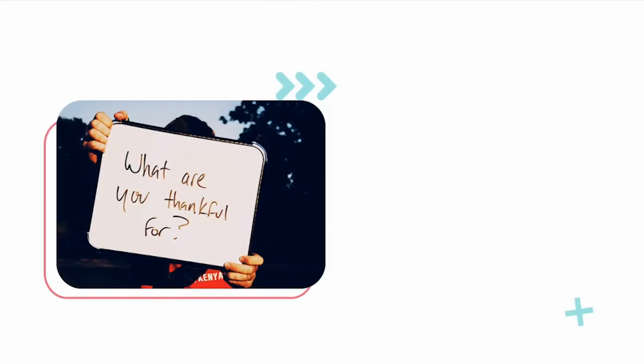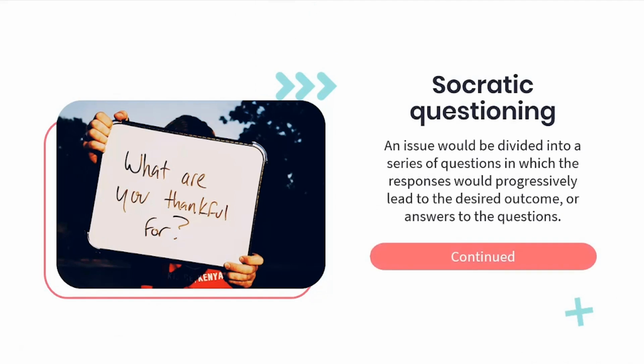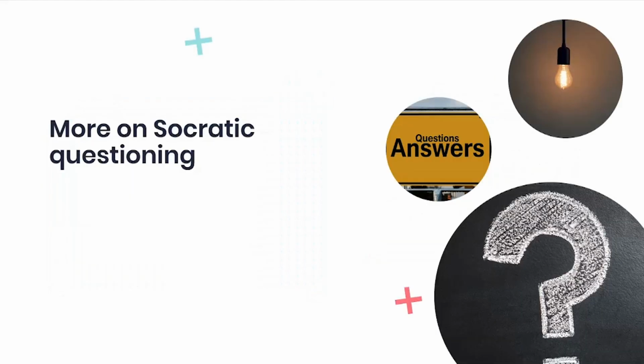In Socratic questioning, an issue would be divided into a series of questions in which the responses would progressively lead to the desired outcome, or answers to such questions posed. In the times we are experiencing these days, we still have many questions. Socrates would say, that's fine, but have you properly identified the problems worth solving? He basically implies that we cannot solve problems properly if we don't ask the correct questions to solve these problems.